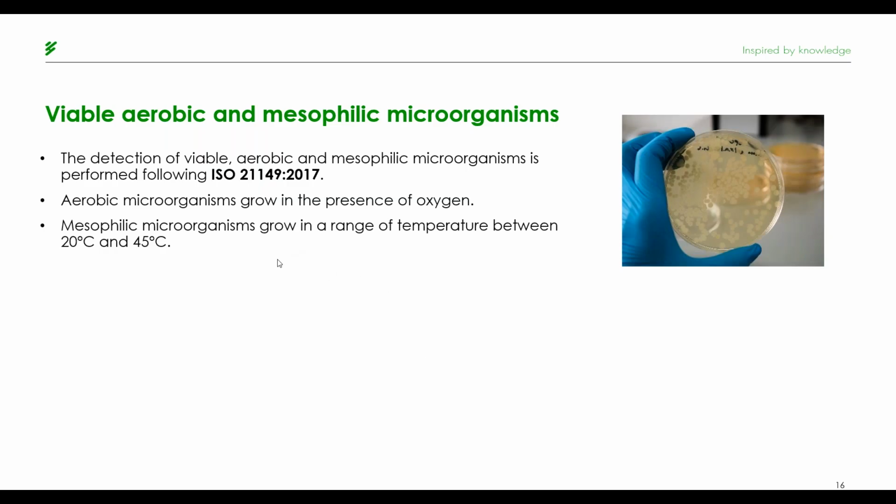Well, now we will see the methods of detection or enumeration of the microorganisms that we talked about before. First of all, we will talk about viable aerobic and mesophilic microorganisms, which are performed following the ISO standard 21149. The main focus of this analysis is to detect aerobic microorganisms, those that can grow in the presence of oxygen, and mesophilic microorganisms, those that can grow in a range of temperature between 20 degrees Celsius and 45 degrees Celsius.